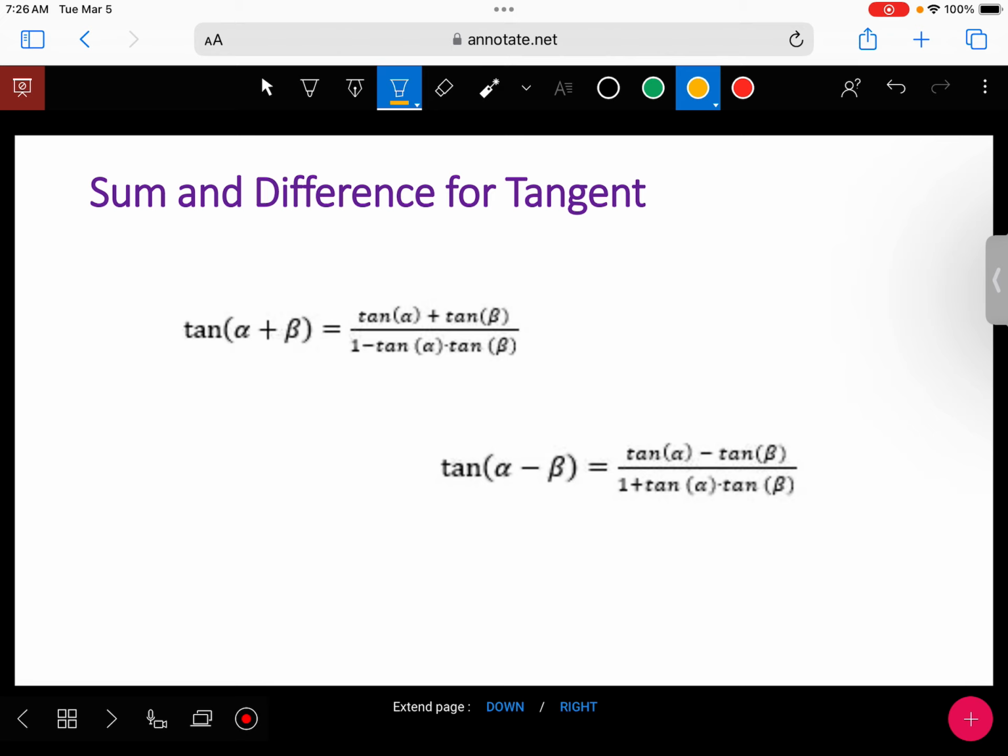So the tangent, again, those are a lot, okay, because we have a fraction now. So tangent sum and tangent difference, we have a fraction. So what this says is in the numerator, we take the tangent of alpha plus the tangent of beta and divide that by 1 minus tangent alpha times tangent beta.